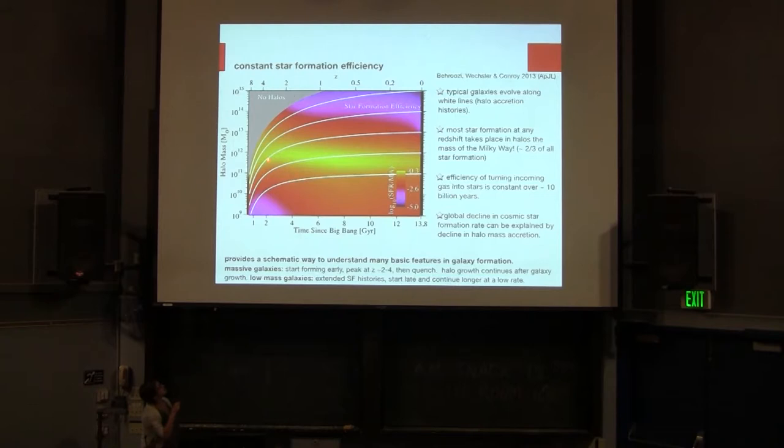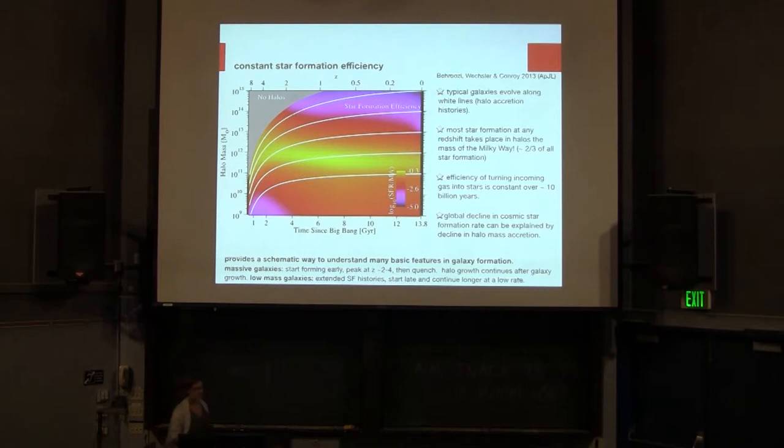Okay? So typical galaxies are evolving as these white lines. Massive galaxies go through this star-forming region around 10 to the 12 quite early. That's why they are red. They then quench when they get here and don't grow as much, even though their halos continue to grow, whereas low-mass halos sort of piddle along here at low star formation rates over the whole time.